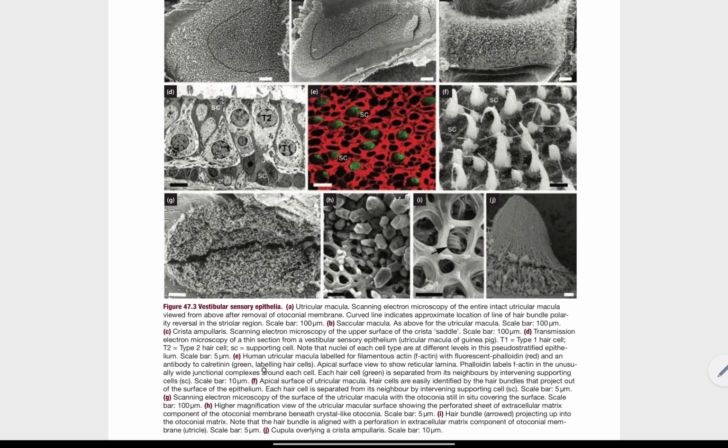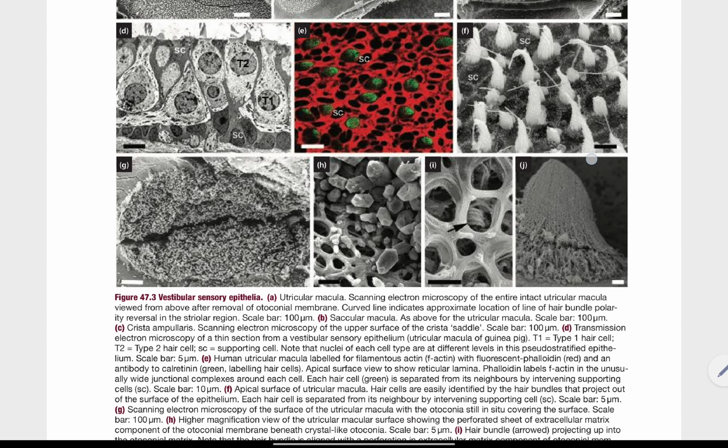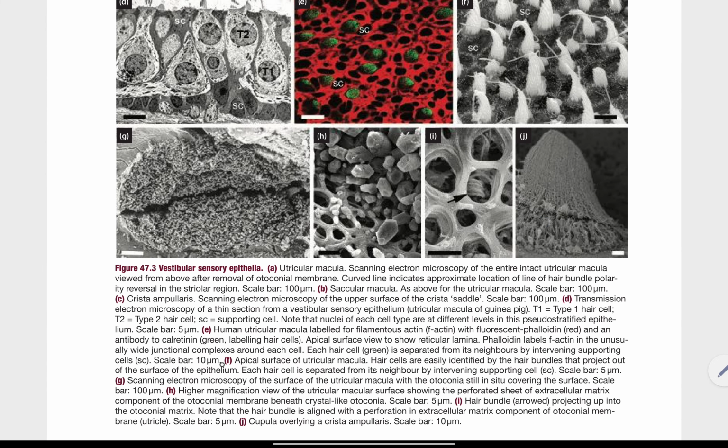F is the apical surface of the utricular macula. Hair cells are easily identified by hair bundles that project out of the surface of the epithelium. Each hair cell is separated from its neighbor by intervening supporting cells. SC, scale bar 5 μm.